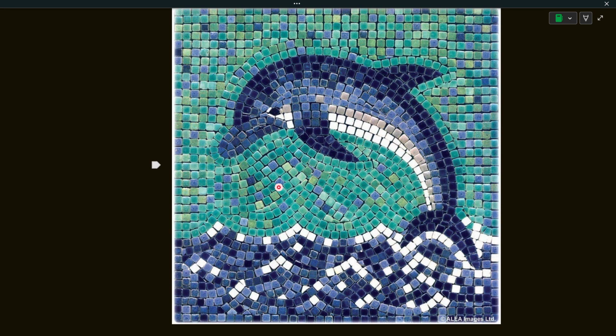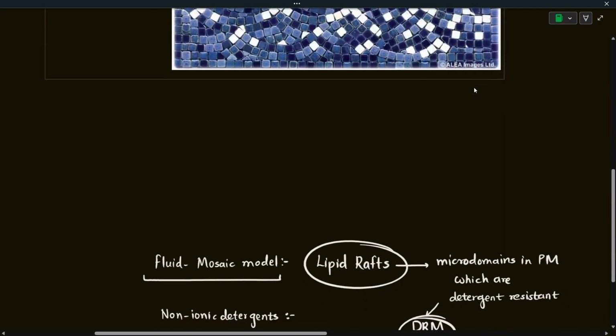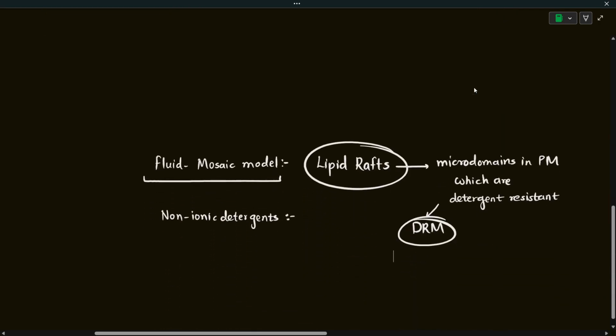So due to this compartmentalization of the lipid bilayer, it looks like a mosaic, with multiple pieces of microdomains coming together to form the lipid bilayer. It looks like that, and that is why the lipid bilayer is also termed fluid mosaic.